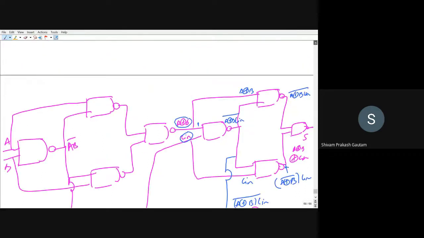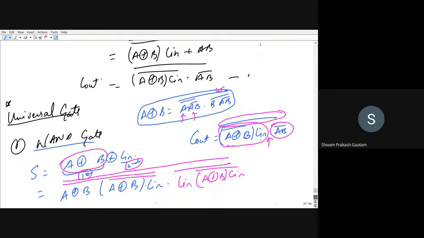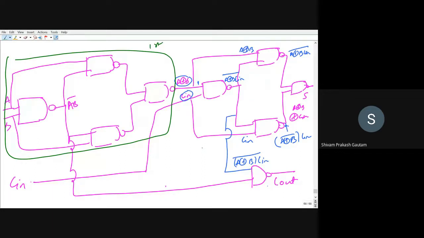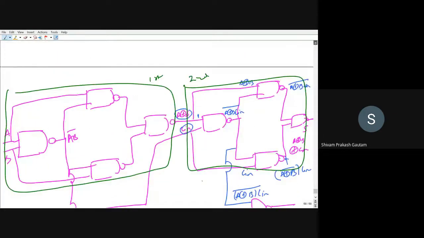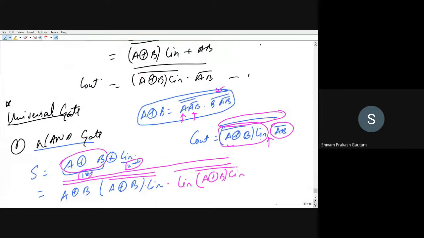Okay, so this is our carry equation, carry out, and this is our sum expression, and we have implemented it using two back-to-back half adders. If you see closely, you will find that this will form the first half adder, and this will form the second half adder. Okay, just see the circuit and expression. You have to draw it by yourself to understand, because the circuit is a little big. And you also have to be very careful about the expressions.